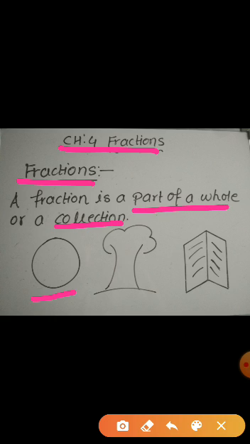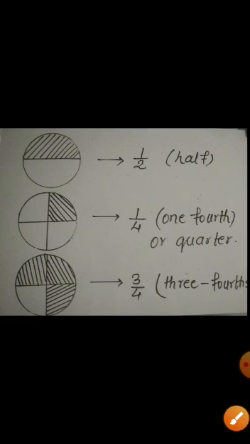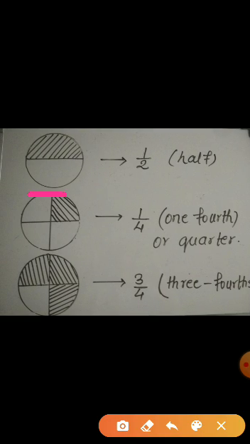A big circle, big tree, your copy, likewise any other object that you can see in your daily life are referred to as a whole. And when we divide these objects into two equal parts, it is called a half. Here you can see that in the first case, I divided the circle into two equal parts. So each part is called a half and can be written in the form of fraction as 1 by 2.